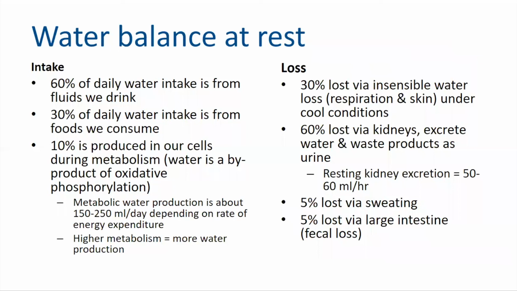Our intake of water primarily comes from what we ingest. So 60% of water comes from the fluids we drink, and then 30% of water comes from the foods we eat, such as fruits or vegetables that contain a high content of water. And then 10% of the water is produced in our cells during metabolism.